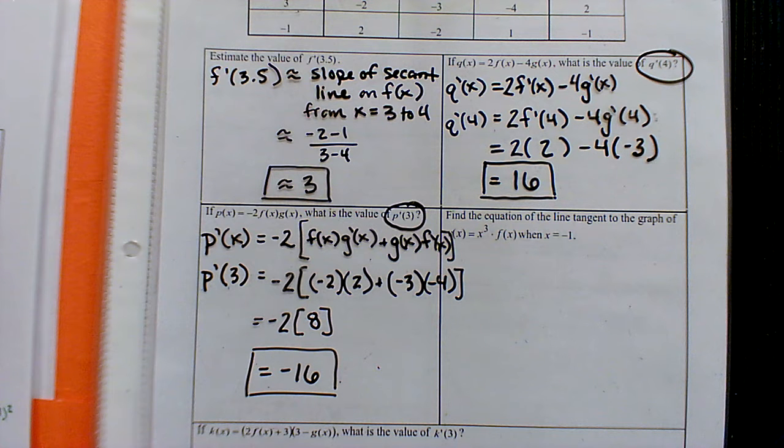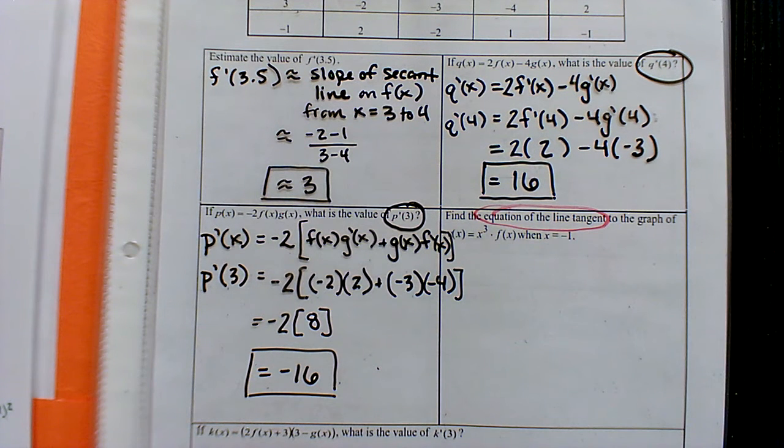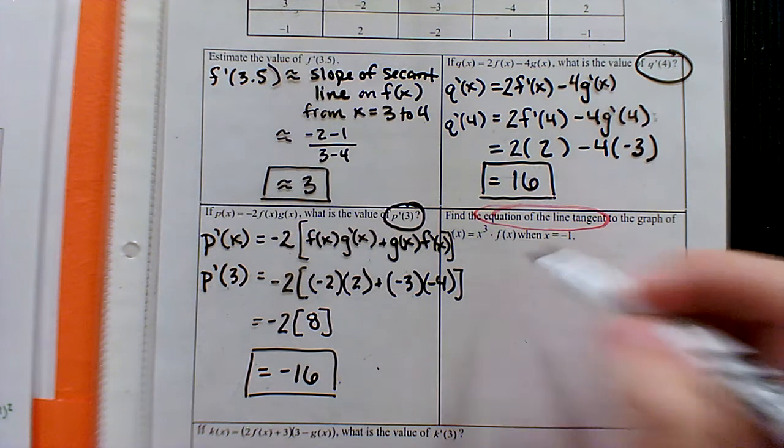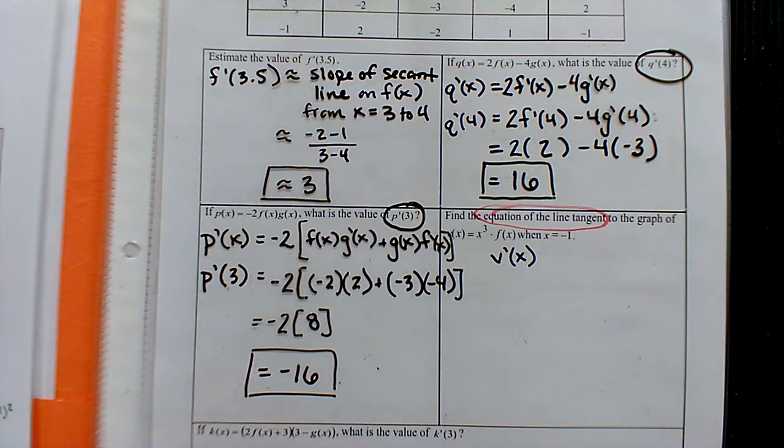We hanging in there? Okay, let's check out the next one. Find the equation of a tangent line. What do we need to know? Point and slope. All right, so point comes from original function, which we have. Slope comes from derivative, which we should be able to figure out. So let's go ahead and check this out. If we were to calculate or find v prime, the derivative of that function, how might you want to do that? We have x cubed times f.